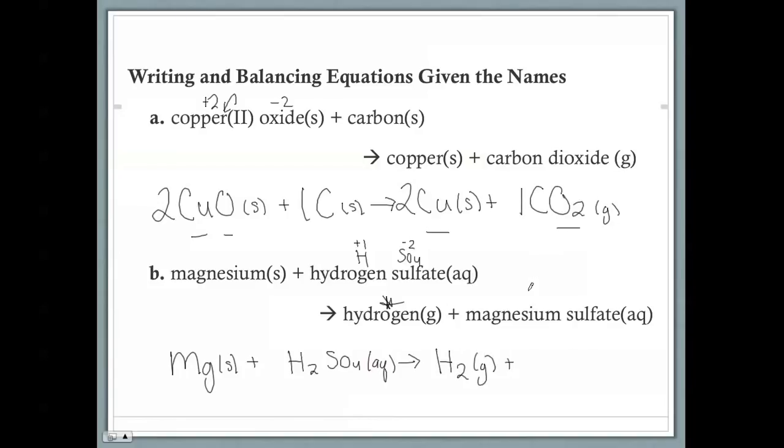Okay, and it's a gas. And then magnesium is a +2 and sulfate is a -2, so I just need 1 of each. And then make sure you write the AQ. And that's all you need for that one. All right, so that's all set. Go ahead and write your summary.